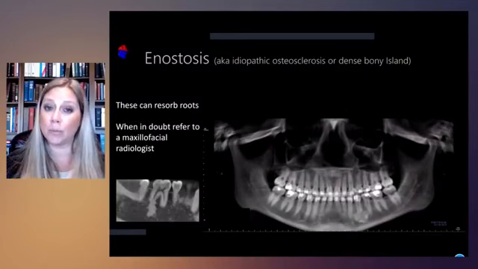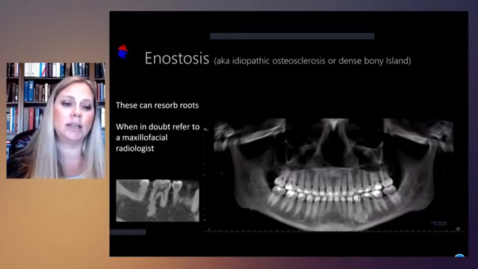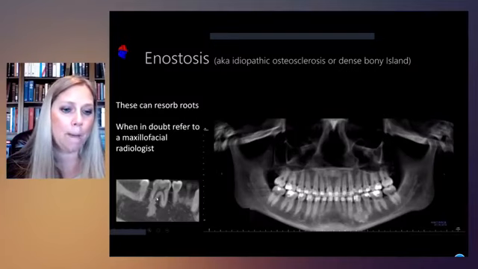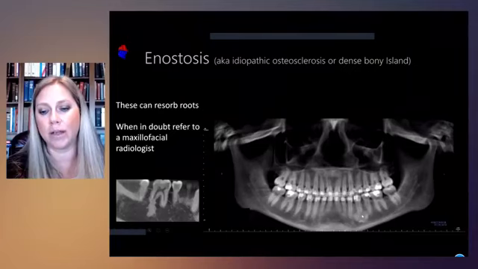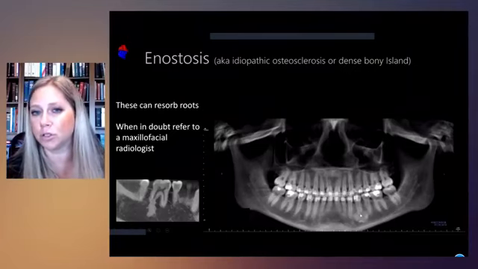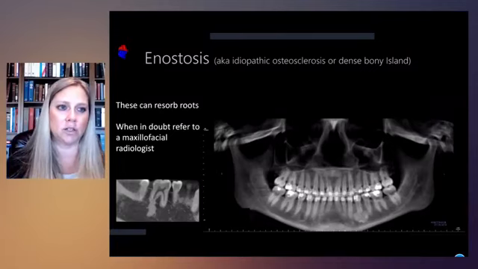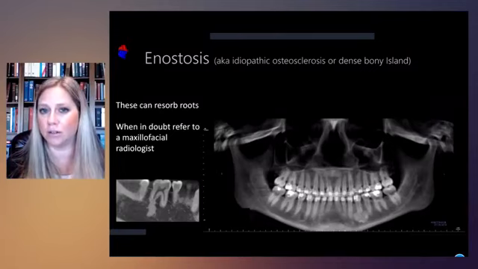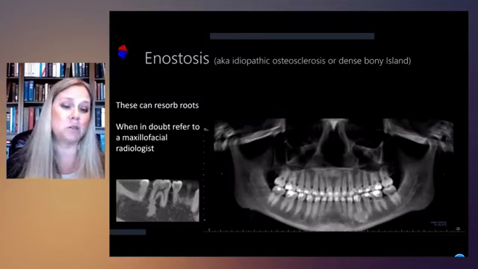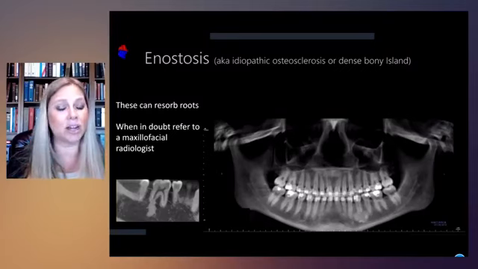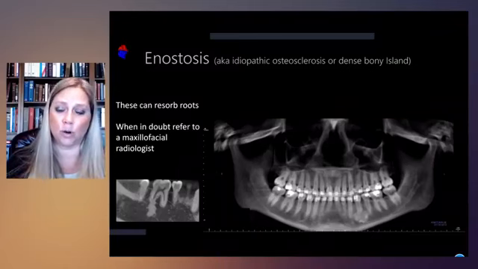So here's another couple of cases. Now, what we can see is rarely it can cause apical root resorption, but you can always see the periodontal ligament space around that tooth. So it's not fused to the tooth, which is a big difference between an enostosis versus benign cementoblastoma. We want to make sure it's not fused to the tooth. We want to be able to see the periodontal ligament space, but it can rarely cause some apical root resorption.